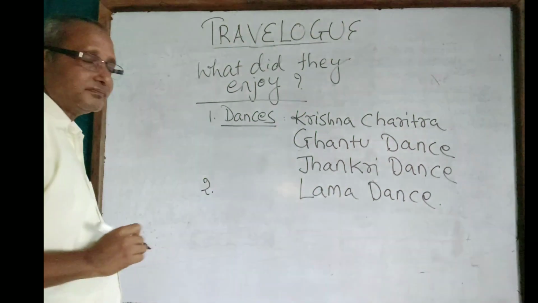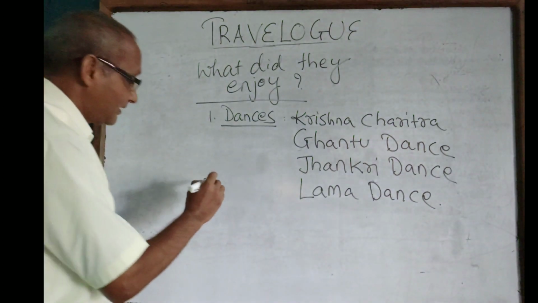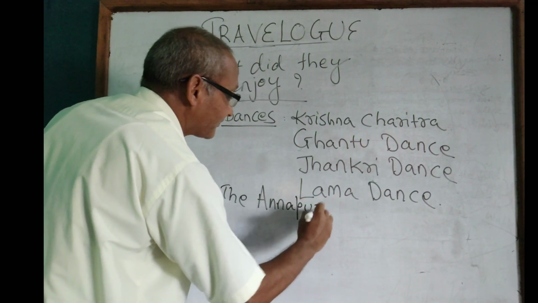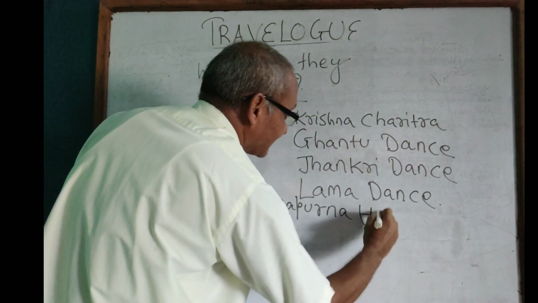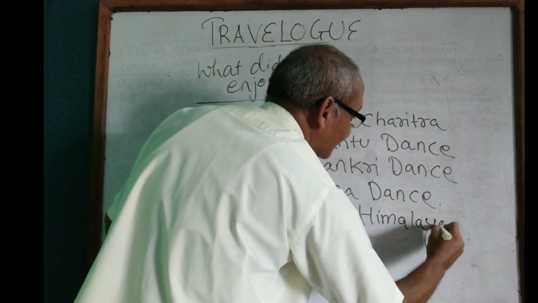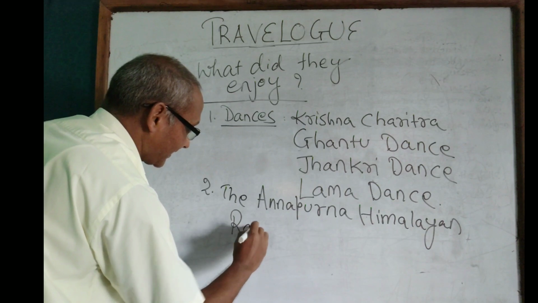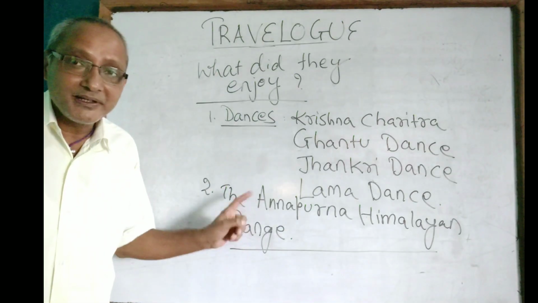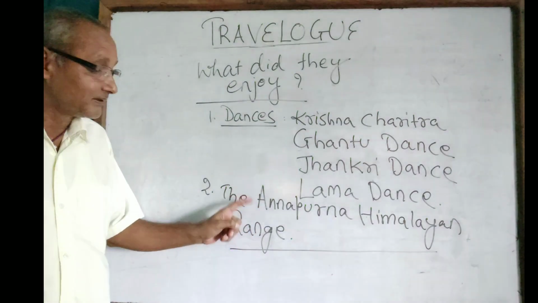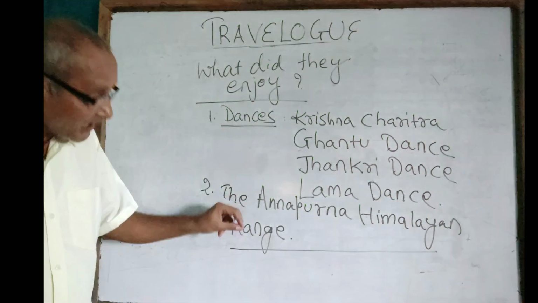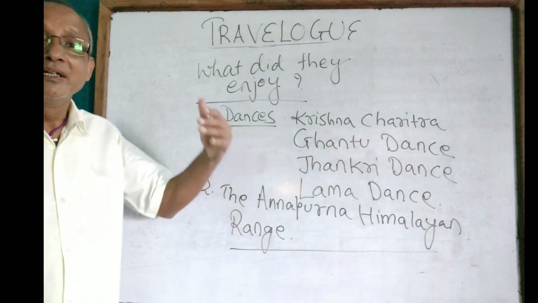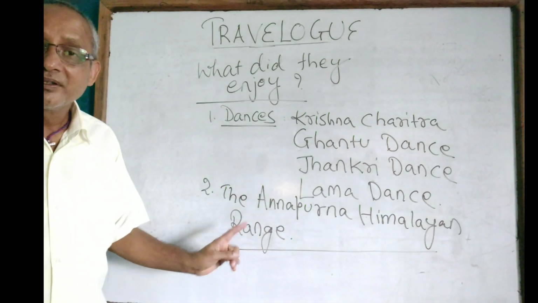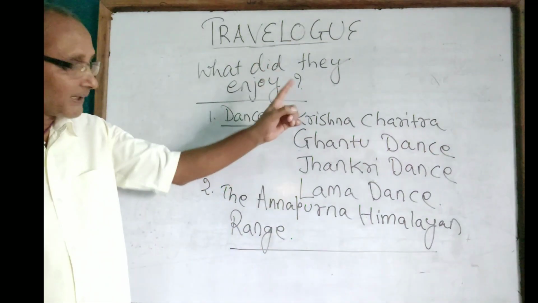Number two, she also talks about the Annapurna Himalayan range. You see? Annapurna Himalayan range. This itself is very, very clear that the writer was very much precise to inform us that she enjoyed the sight of looking at the Annapurna Himalayan range, which she could never get from her place, Birganj.